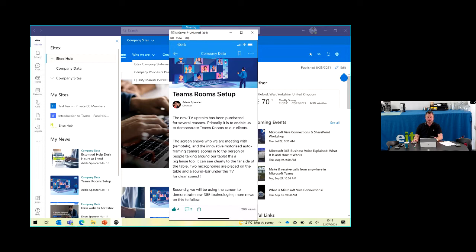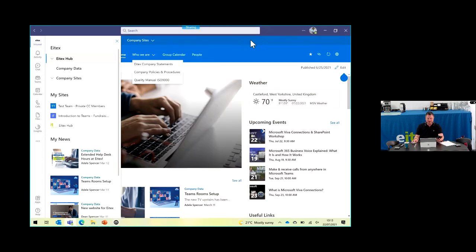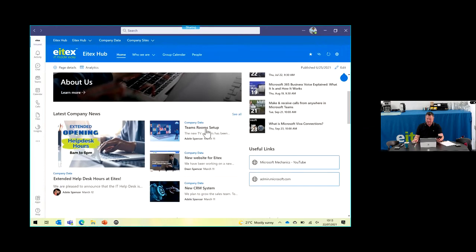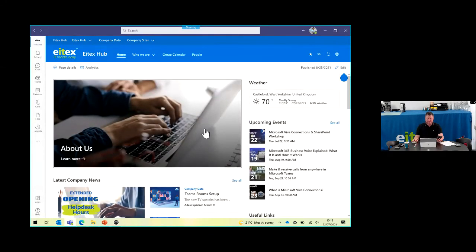But what I can do, because I'm doing this on my mobile phone, I can use my mobile camera to take a photo and write a news article on my mobile, click publish, and it's very, very quick and easy to do. And the moment I do that, that information is visible to the rest of my team on here. So that's sharing information regardless of your geographical location. It's quick and easy to do.